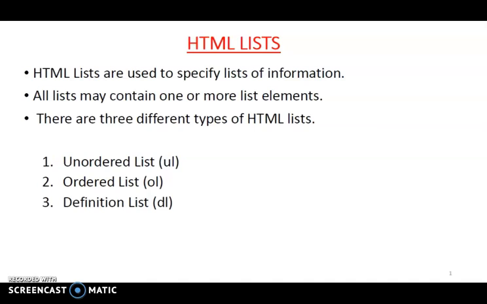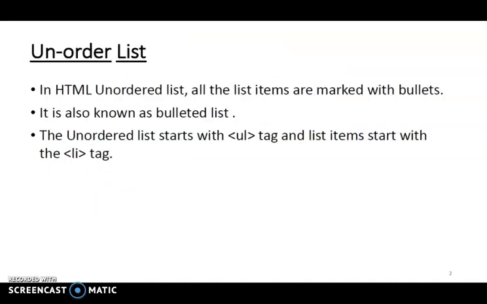The first one is an unordered list, that is UL. Then the second one is an ordered list, that is OL. And the third type is a definition list, which is defined by DL. Now I will explain one by one. Your first is your unordered list.